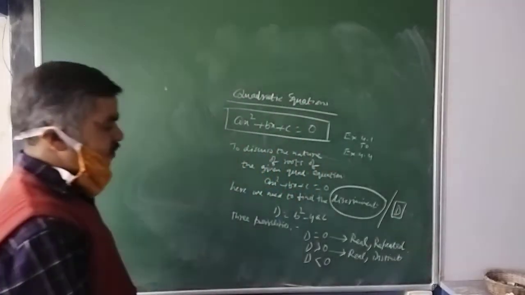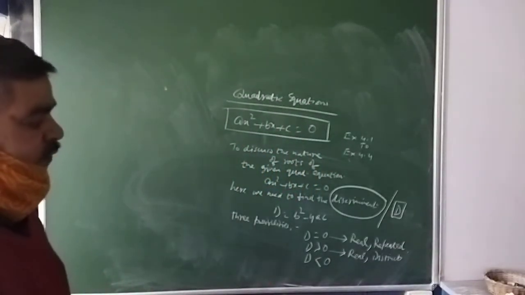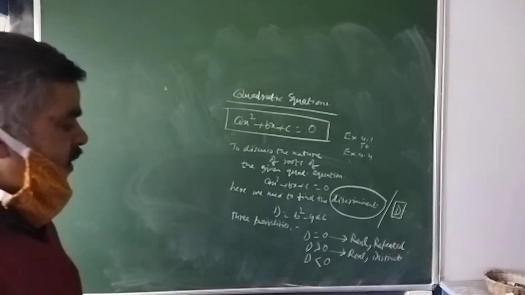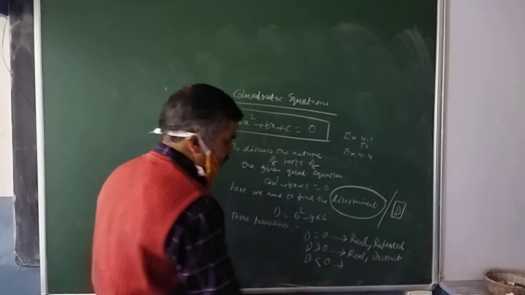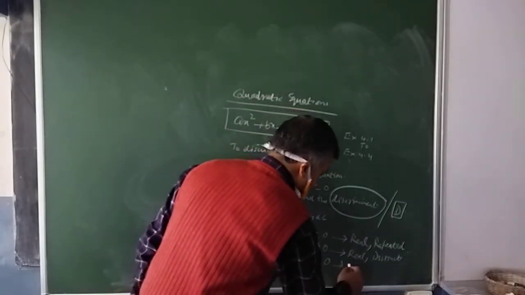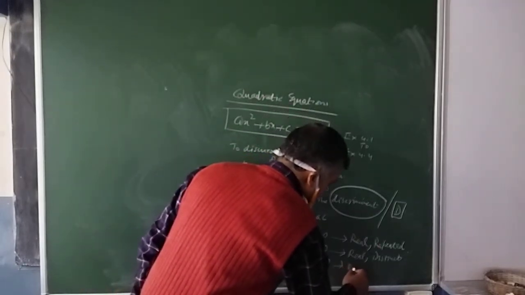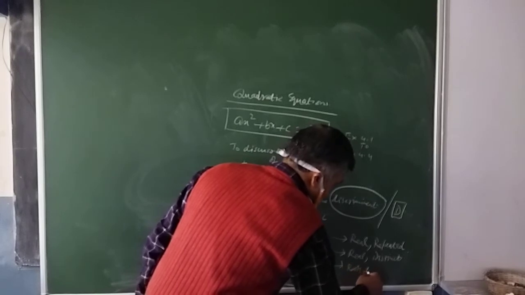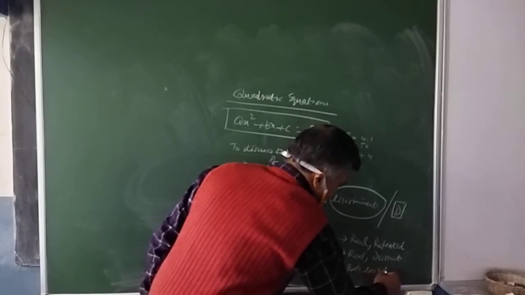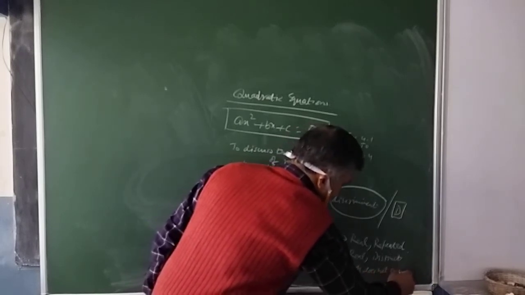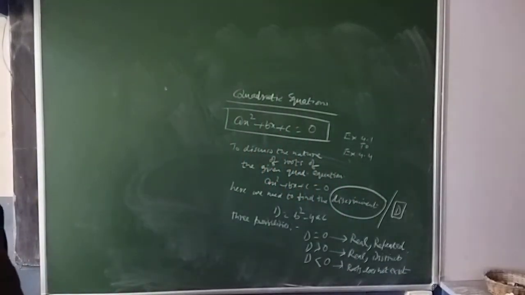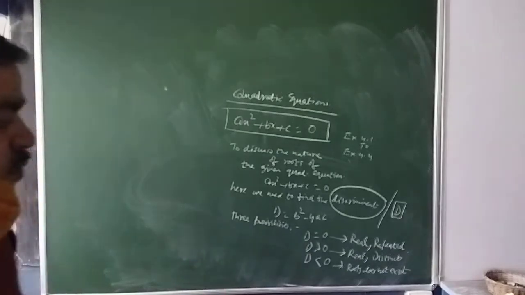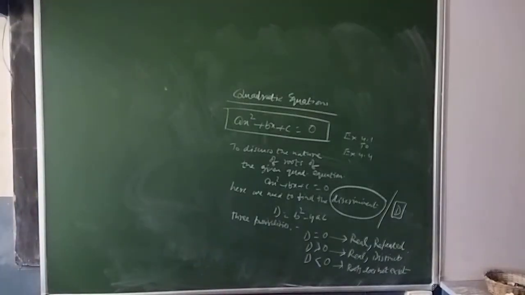Real and distinct means two different zeros will be there. And if it is negative, that is less than 0, the roots do not exist. Somewhere in 4.3 or 4.4 the question will be there, even in problem sums. A situation will be given to you.